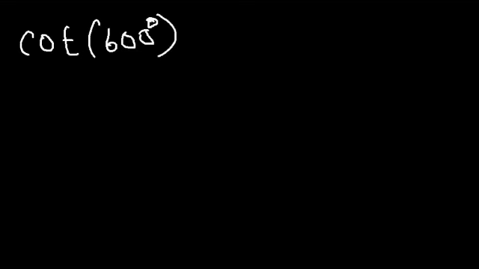So let's say if you want to evaluate cotangent of 600, how would you do it? So if you get a very large angle, subtract it by 360. Get the coterminal angle. 600 minus 360 is 240. So we're looking for a cotangent of 240.